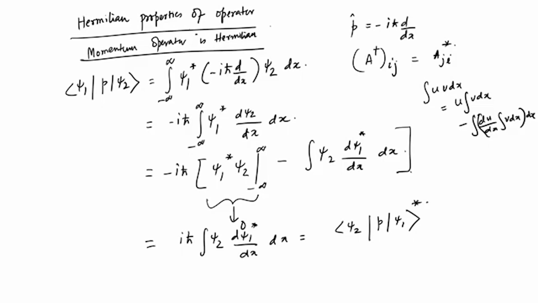Okay. So, in simple notation you can say that for any operator, if A is equal to A dagger, this is called a Hermitian operator. Okay.